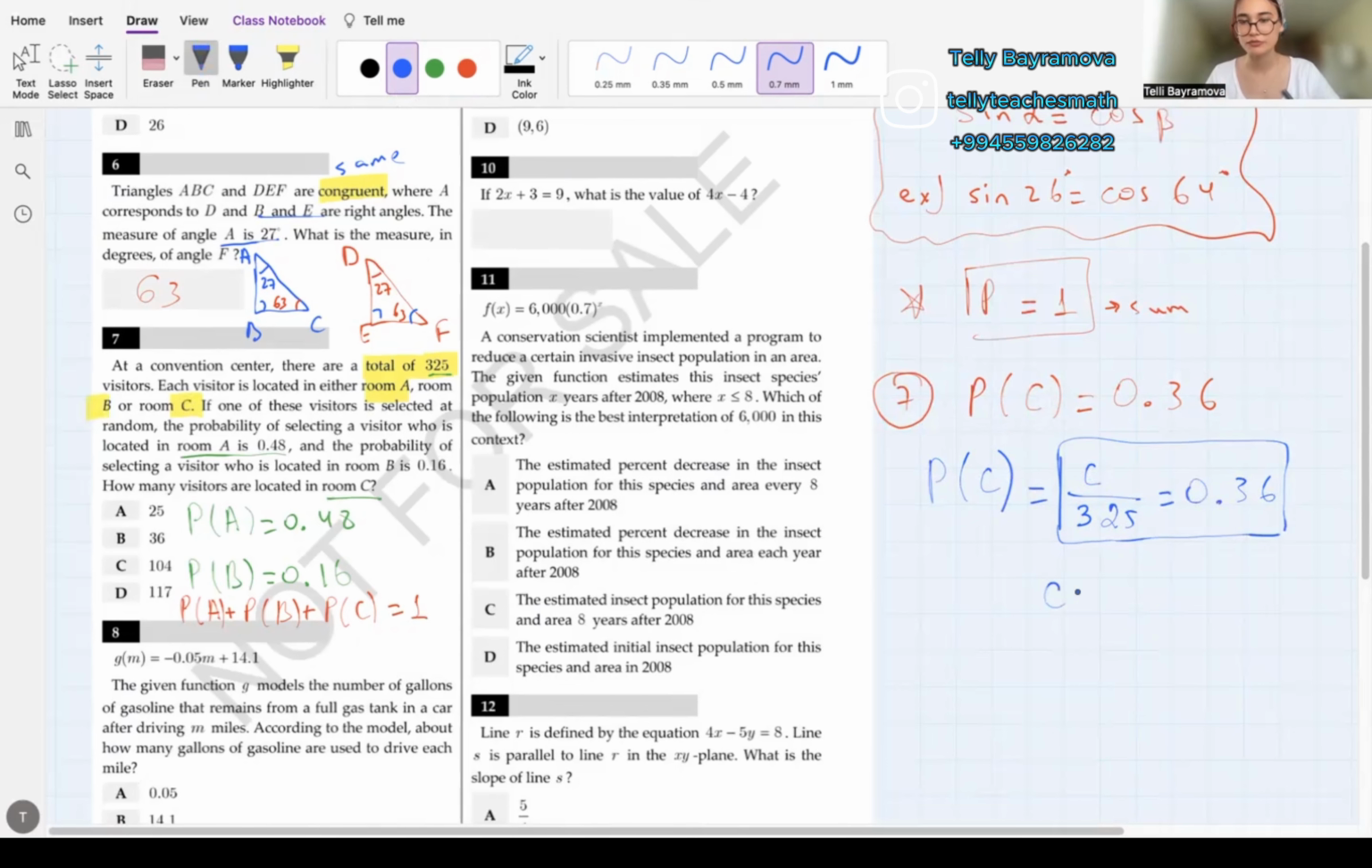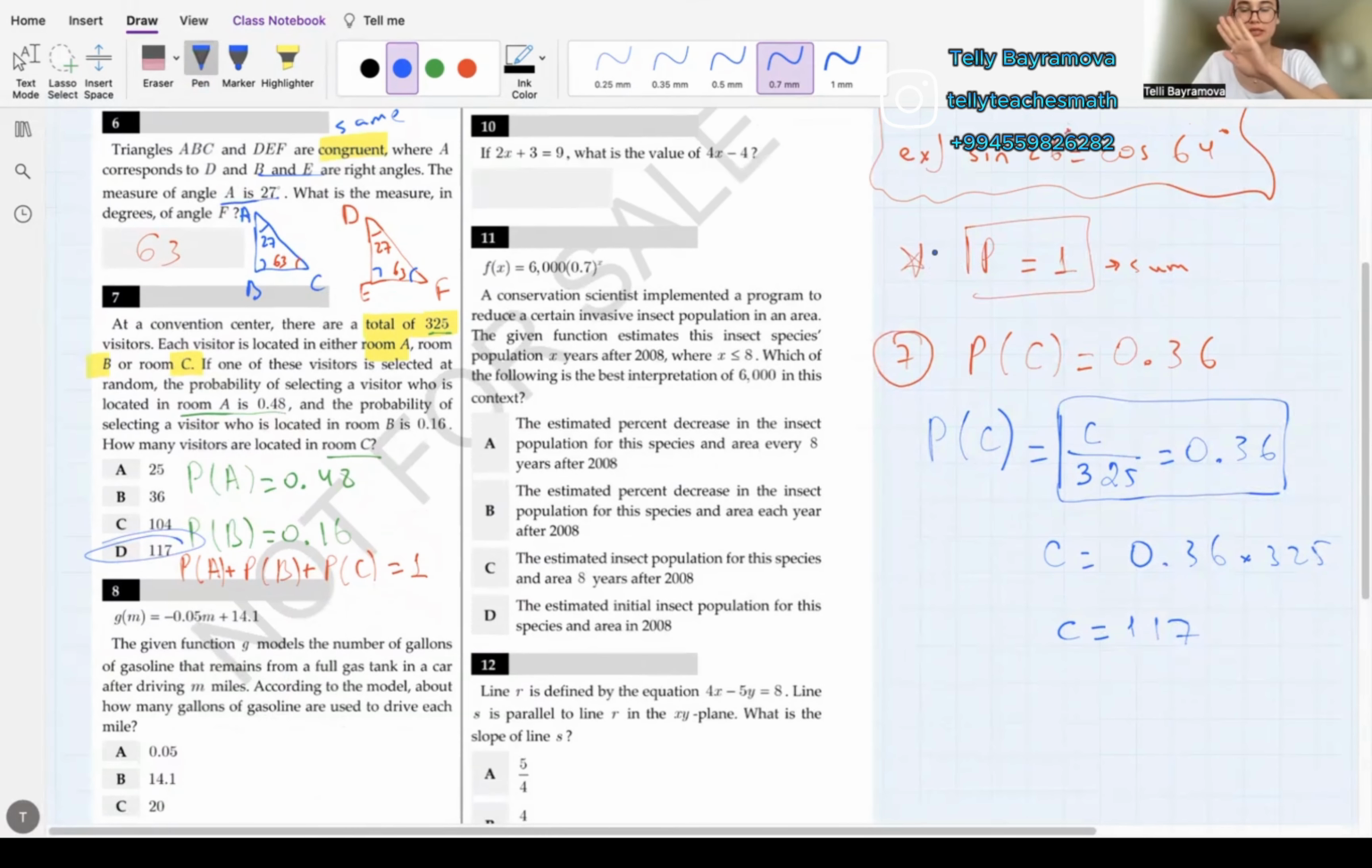So how can we find C from here? 0.36 multiplied by 325. So C is 117. Okay. So what do we know? Probability is never greater than 1. The sum of probabilities is always equal to 1.